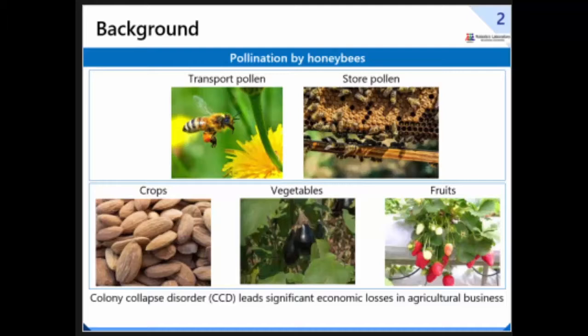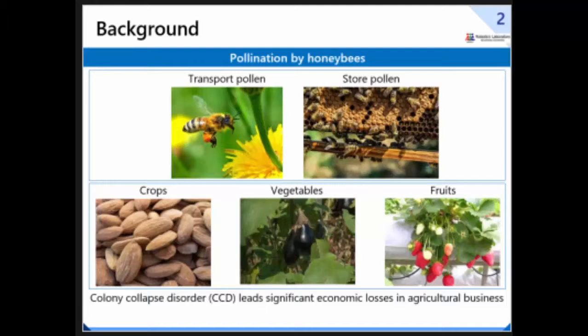Honeybees are the most specialized insect pollinators and can transport and store pollen efficiently. They are contributing to many agricultural businesses. For sustainable ecosystems, they are critical for the environmental balance in pollinating flowers, crops, vegetables, and fruits, as well as honey production.